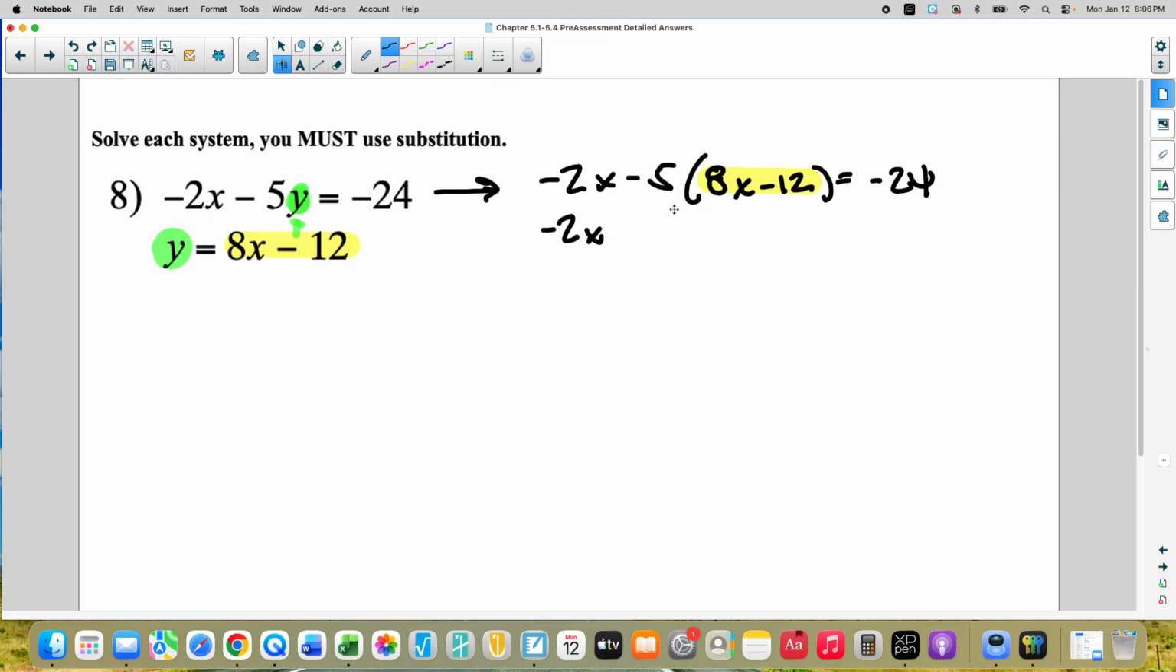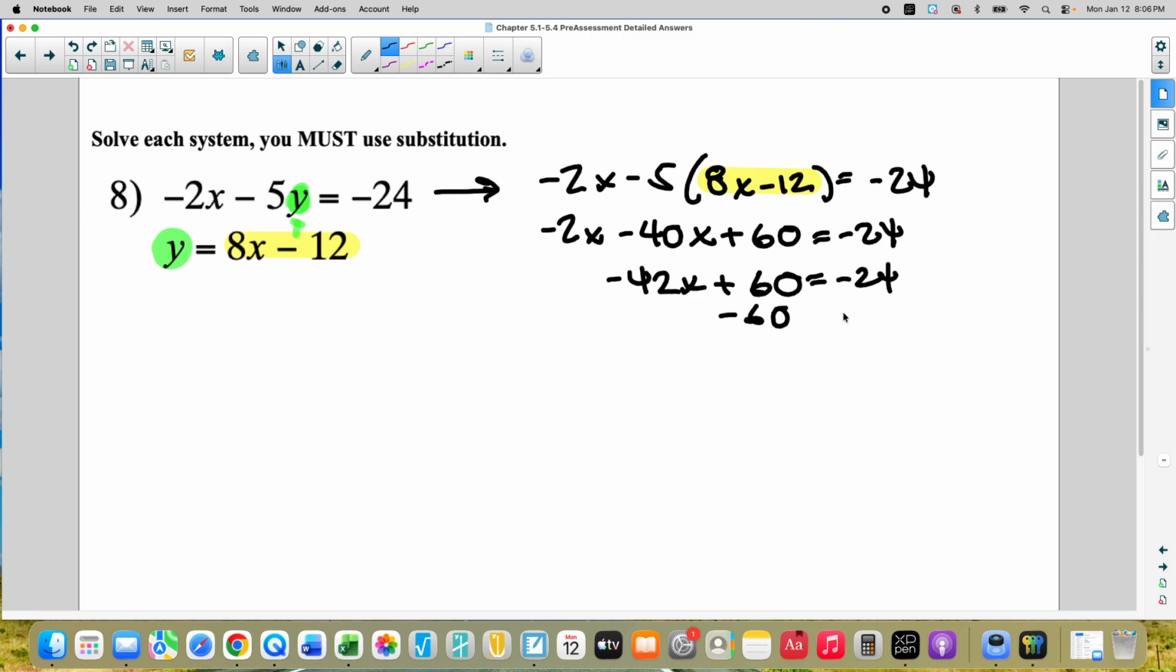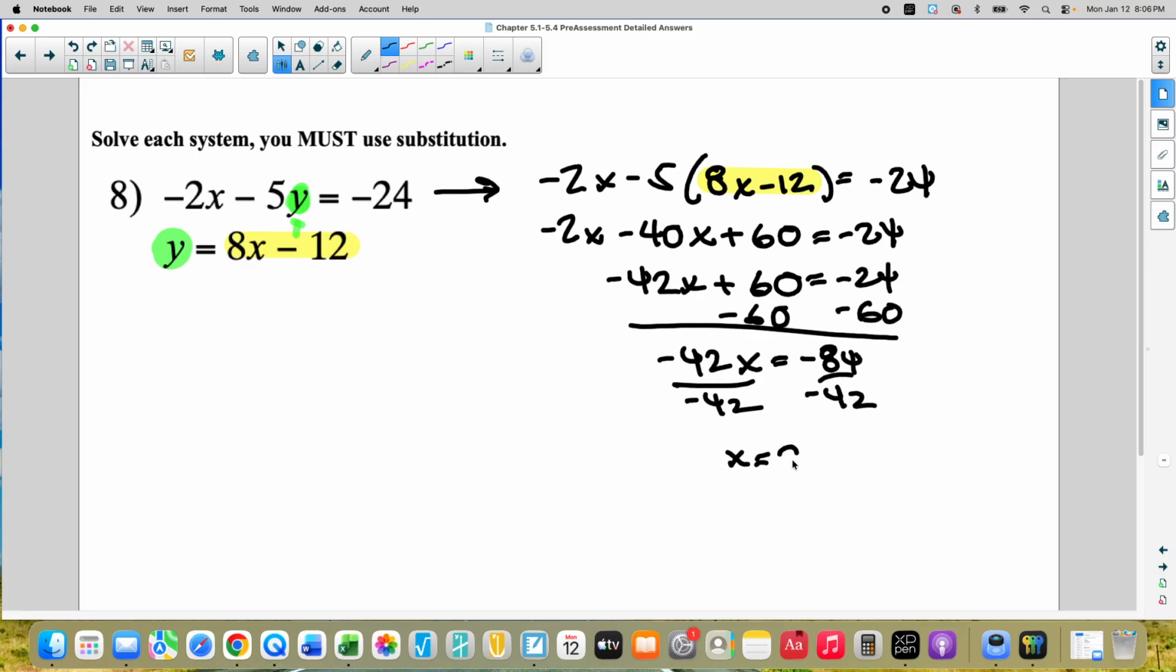So negative 2x, we're going to distribute, makes negative 40x. Distribute makes positive 60 equals negative 24. We're going to combine like terms. Plus 60 equals negative 24. We're going to subtract 60 from both sides. Negative 42x equals negative 84. Divide by negative 42. And x equals positive 2. I'm going to go back and check all of my negatives, make sure I'm correct. That looks pretty good.